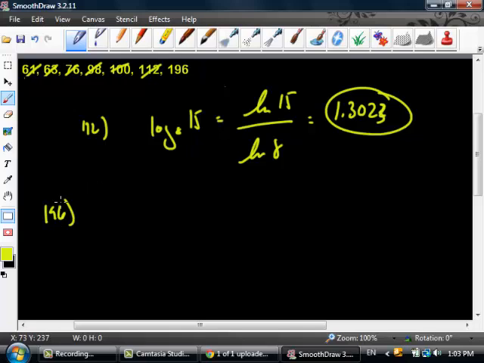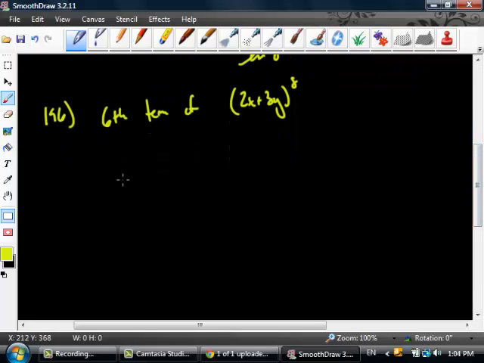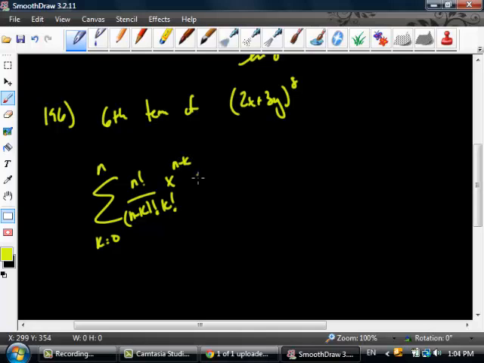196. Sixth term of 2x plus 3y to the 8th. Okay, so for this one here, you need to use your sigma notation. Remember this thing where n is up here, k starts at 0, and it's n factorial over n minus k factorial times k factorial. And then it's going to be x to the n minus k, y to the k.